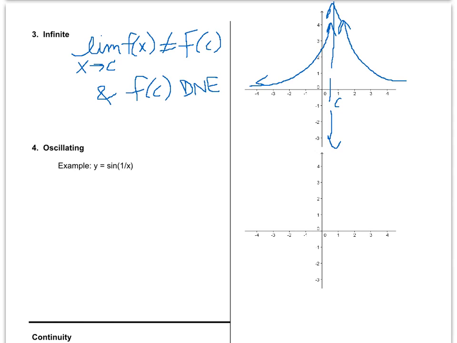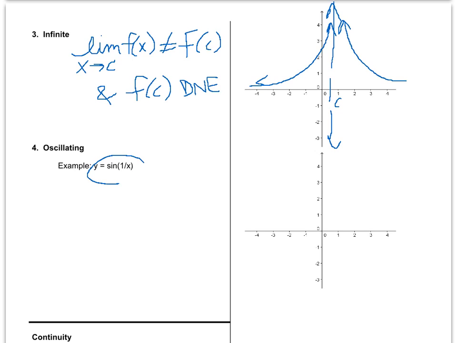Okay, so perhaps this does have a limit, maybe from the left and from the right, both sides are going towards infinity. Perhaps it doesn't have a limit, but either way there's a discontinuity happening because of a vertical asymptote. And for the final discontinuity that we're going to talk about, this one's called oscillating. It's not something I'm going to spend a lot of time with, and I'm going to have you do something on your own right now.